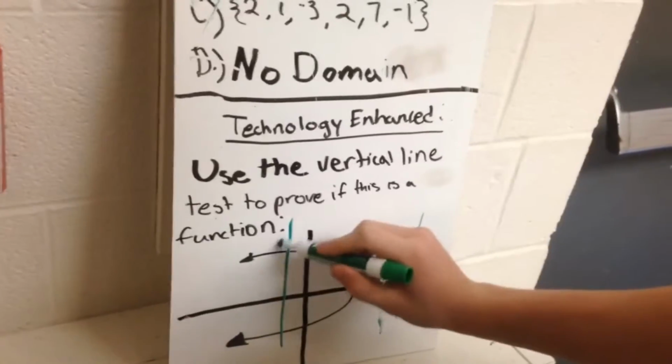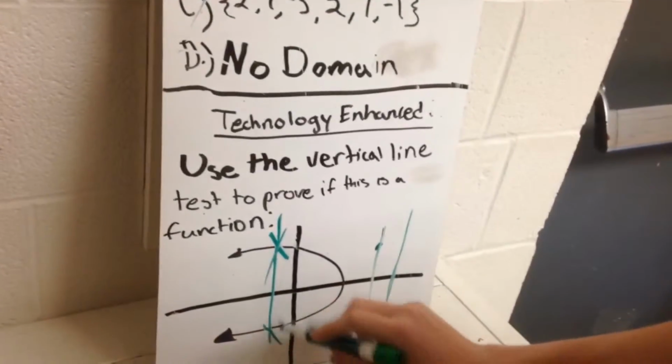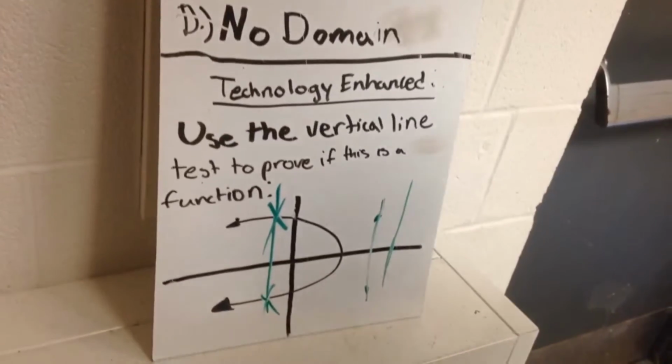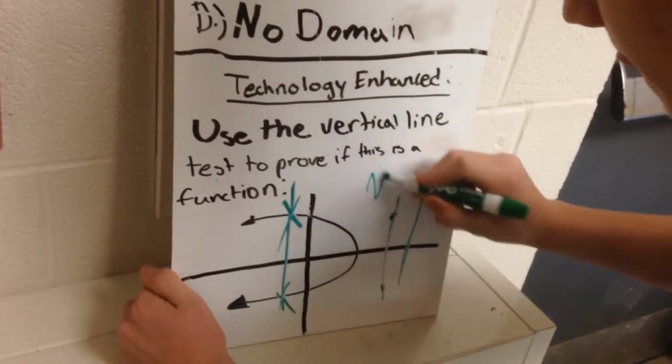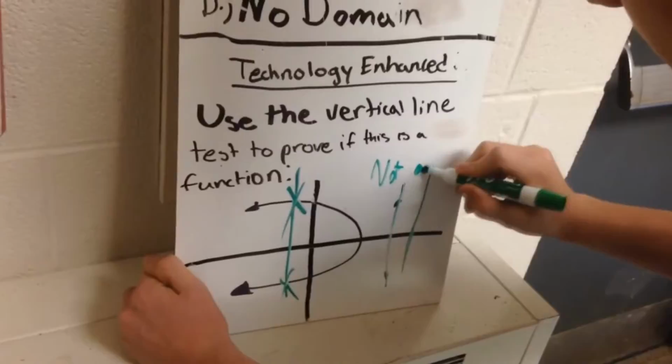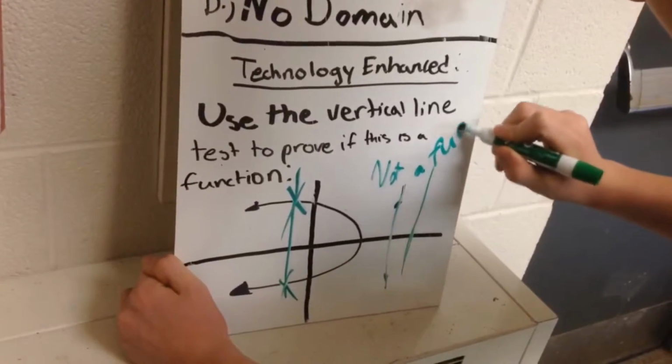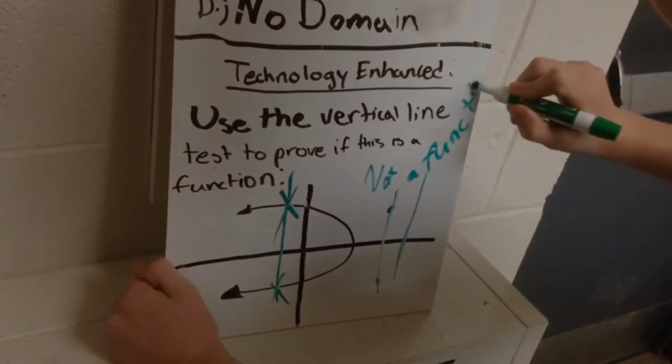Alright, we got an intersection here, and we got an intersection here, which means this is not a function. Sorry, that's probably bad handwriting, but you know. Now, to help you understand this concept a little bit more, I'll give you some more multiple choice examples you might see on the SOL.